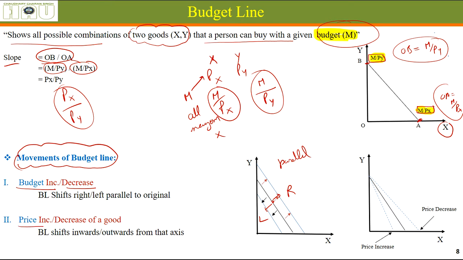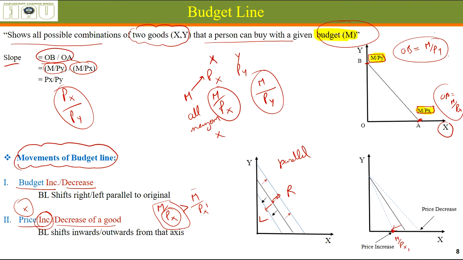So what if the price changes? The price of any of the goods changes. Let's say we are talking about good X here. If the price of good X increases, earlier this was the quantity. If the denominator increases, then the new M by Px1 is definitely going to be smaller than the earlier quantity. If the price increases, the budget line will move towards the left. The slope will increase, because the denominator has changed. So this is going to be M by Px1.